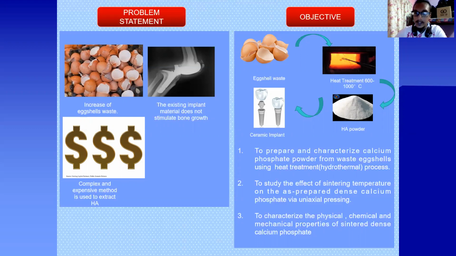Okay, so the objectives are, first, to prepare and characterize calcium phosphate powder from waste eggshell using heat treatment, where the hydrothermal method is used to extract calcium phosphate from eggshells. Second is to study the effect of sintering temperature on the as-prepared dense calcium phosphate via uniaxial pressing. The third one is to characterize the physical, chemical, and mechanical properties of sintered dense calcium phosphate.